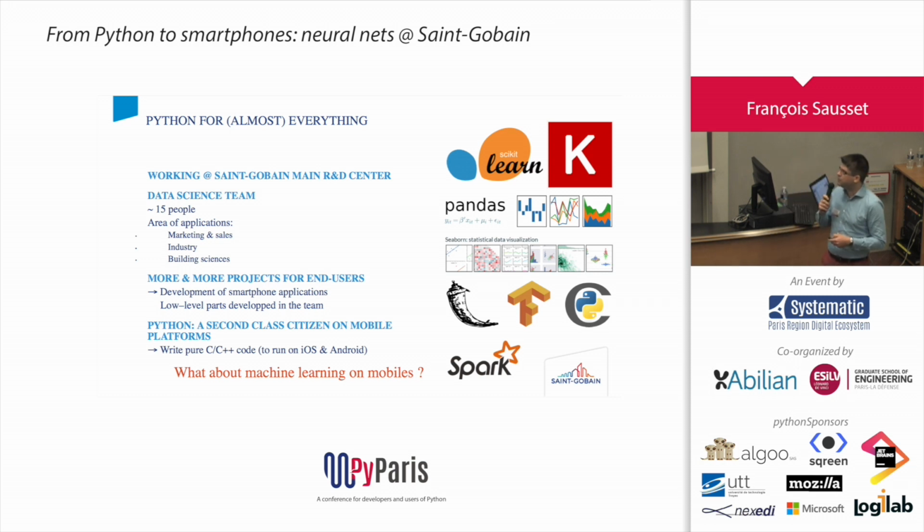But the main question for this presentation is how to go from the Python tools we use to explore subjects to mobile applications, because Python is not a first-class citizen in mobile applications. For the first examples I worked on 2-3 years ago, I had to write full C++ code to be able to run on both iOS and Android. There was no big machine learning in it, but it's a problem if you want to go from Python to mobile applications.